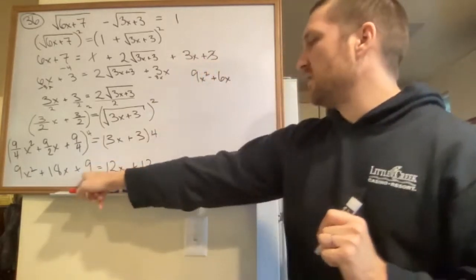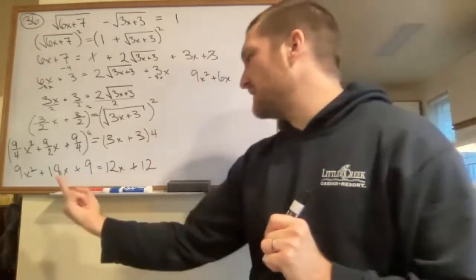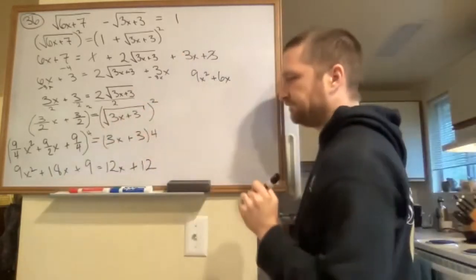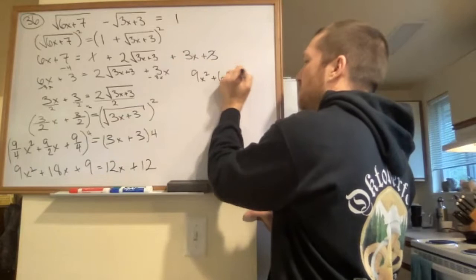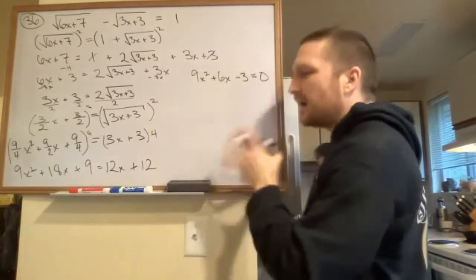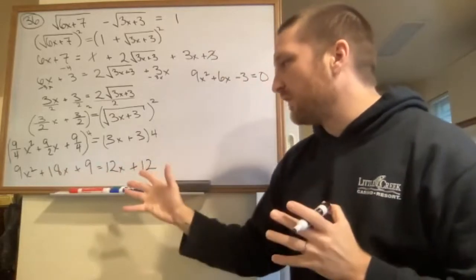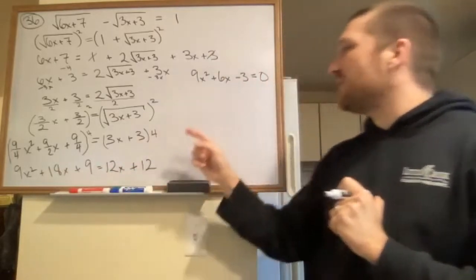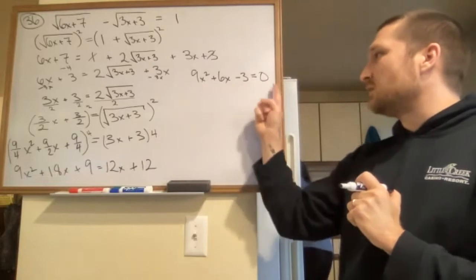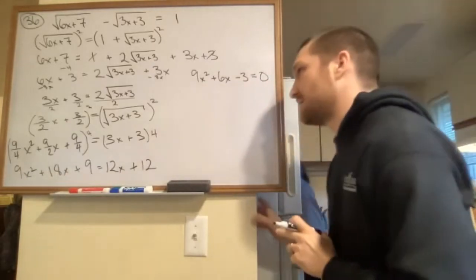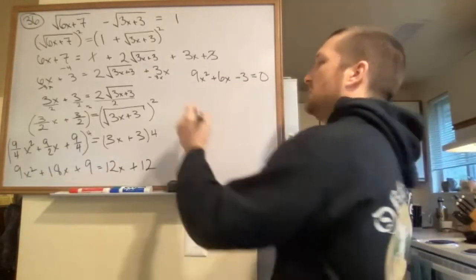The 9's on this side, minus 12 from that side. What's 9 minus 12? Minus 3. Minus 3 equals 0. How did I know to do that? Well, because I have a polynomial. I'm trying to solve for x. The best way of doing that is to get the polynomial equal to 0, because now we can factor this guy.